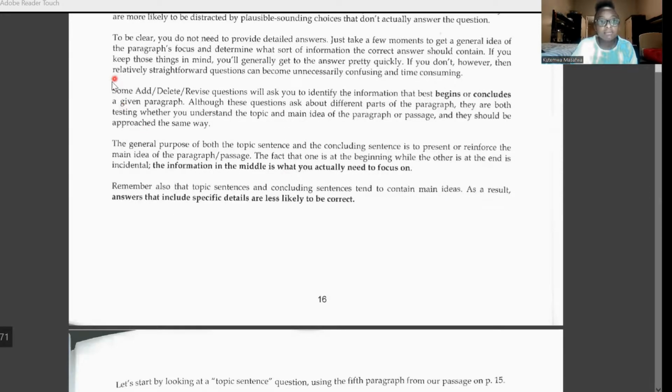And then some add or delete or revise questions will ask you to identify the information that best begins or concludes a given paragraph. And this is another kind of focus. You're being asked specifically about a given paragraph. Okay, so the most important thing about such questions is that you're only going to have one option that actually reflects on the focus that you've been given.